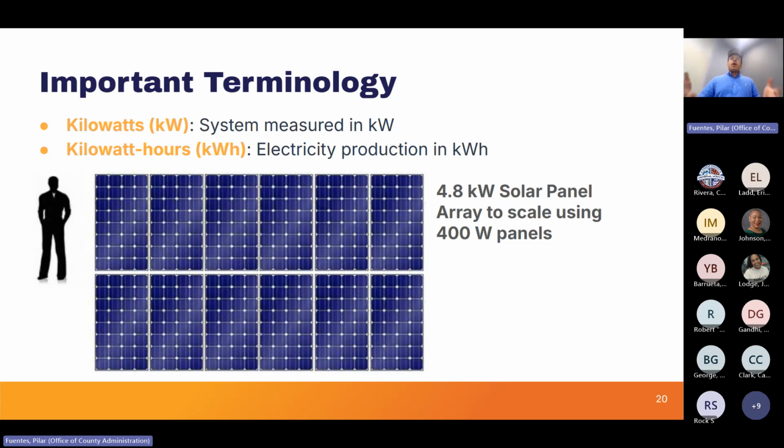If you think of water, right? Kilowatts, like a 6 kilowatt system size in solar, think of that as the size of the pipe that the water is flowing through, and the kilowatt hours is the amount of water that flows through the pipe. And so that might help keep the two terms straight.